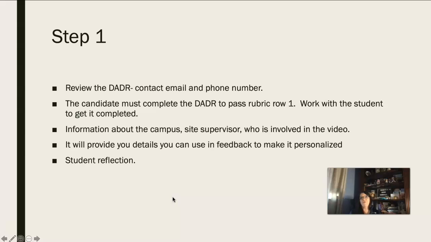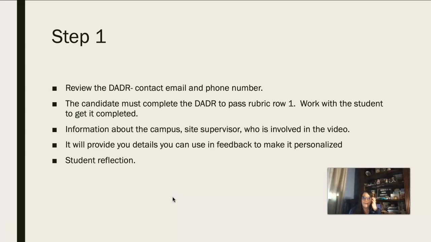Step 1 for you is going to be to review the DAD-R. There you're going to find the student's email and phone number. You're going to find the information about who's in that video, the campus, the site supervisor. You're going to see the reflections answered from questions. If the candidate doesn't complete this, then you're going to stop at row 1 and you're going to work with that student to complete that.